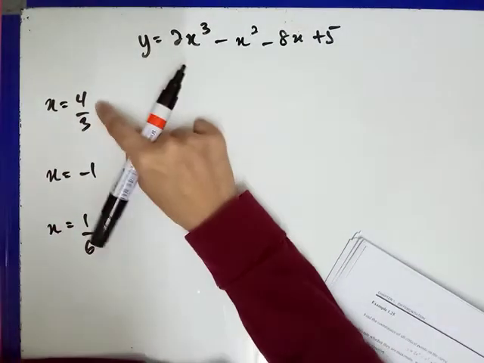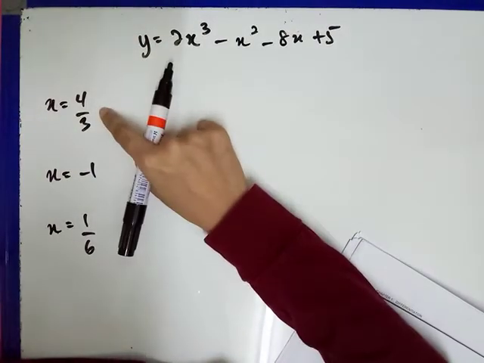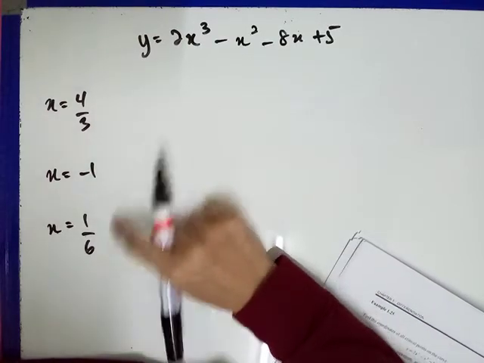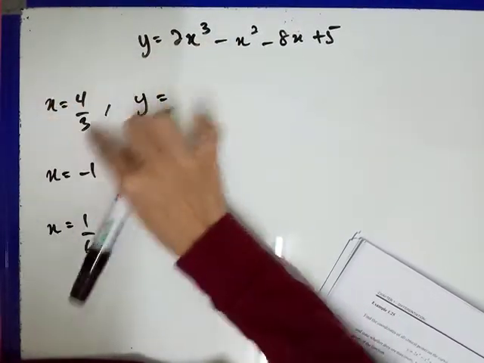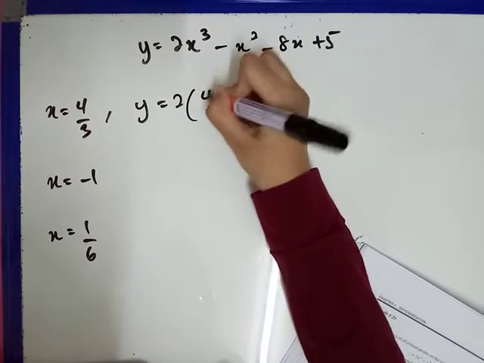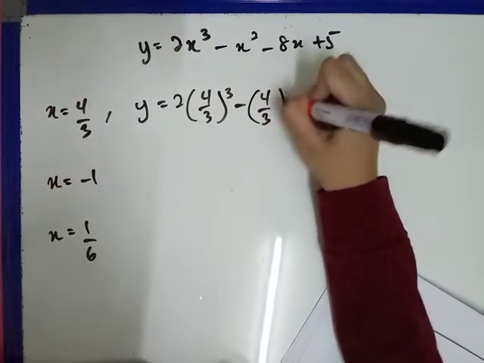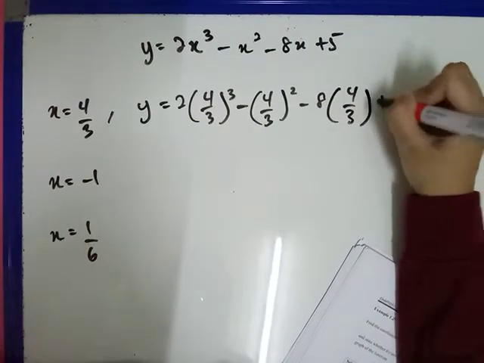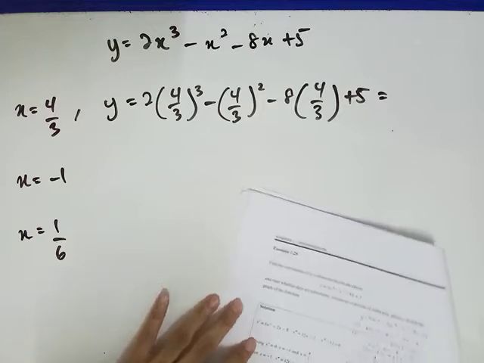So from the points that we have done, sorry, this is maximum point, minimum point and inflection point, so we can get the value for y. How? You need to substitute the value x into this function. So 4 over 3 cubed minus 4 over 3 squared minus 8 times 4 over 3 plus 5. Then you have to solve.